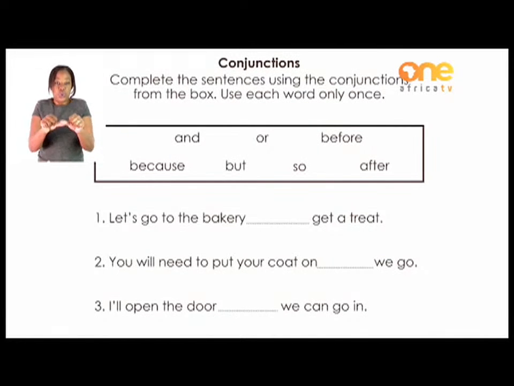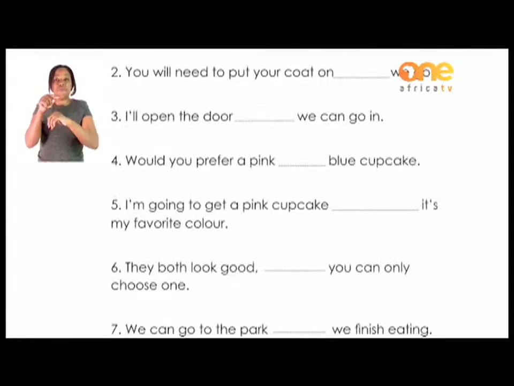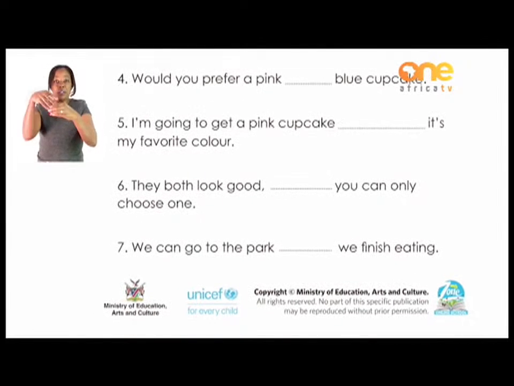And when you read it, it must give you the correct statement. According to what I have explained, where do you use all those conjunctions in which situation? Okay, number 2, you will need to put your coat on. We go. Number 3, I'll open the door. We can go in. Number 4, would you prefer a pink, blue cupcake?